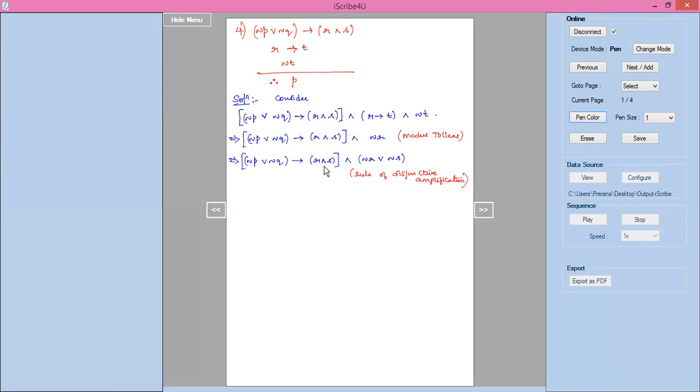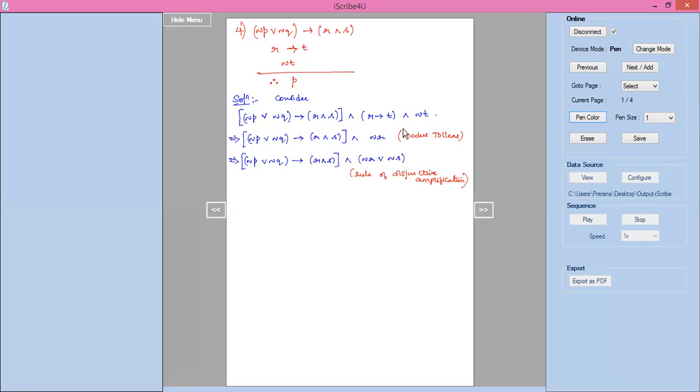Now, what was the purpose of applying the rule of disjunctive amplification? We have R and S here. So if I arrive, taking negation outside and applying De Morgan's law, at negation of R and S, correct? Later it is an application of modus tollens. How is that? We will see in one or two steps. First, I will apply De Morgan's law for this.